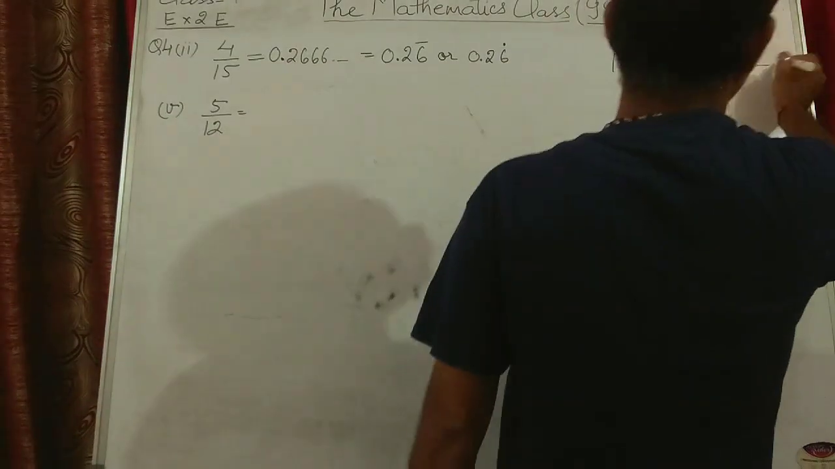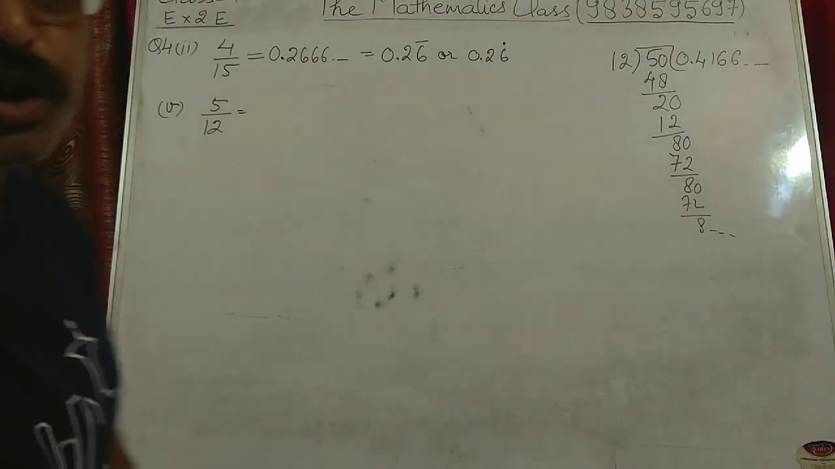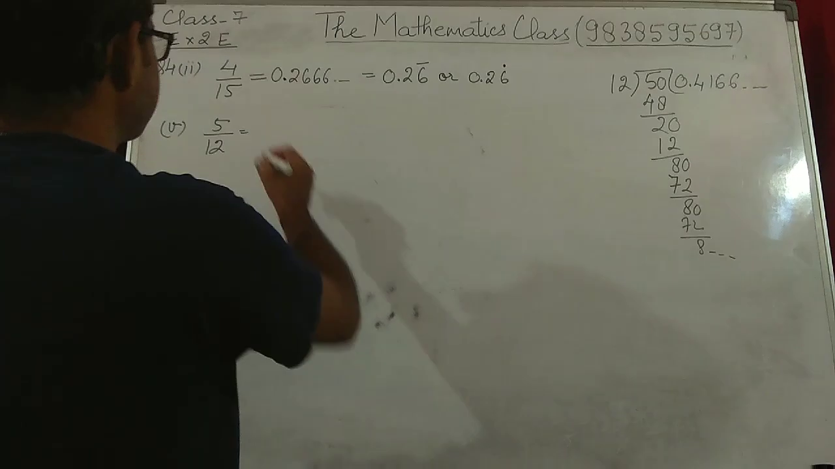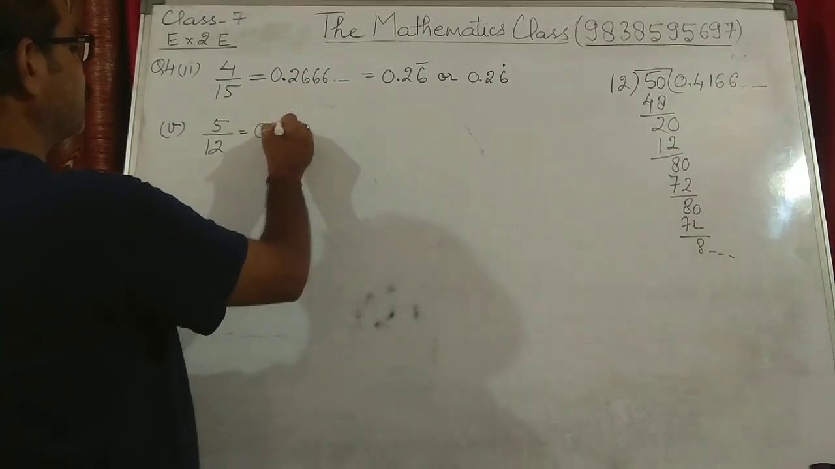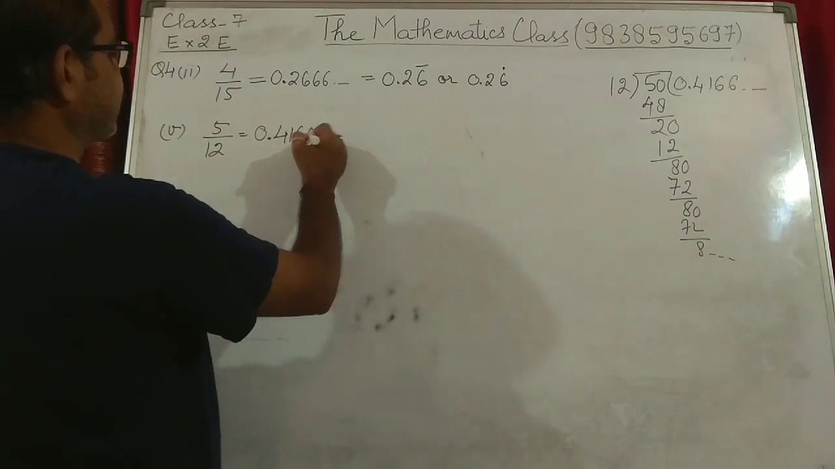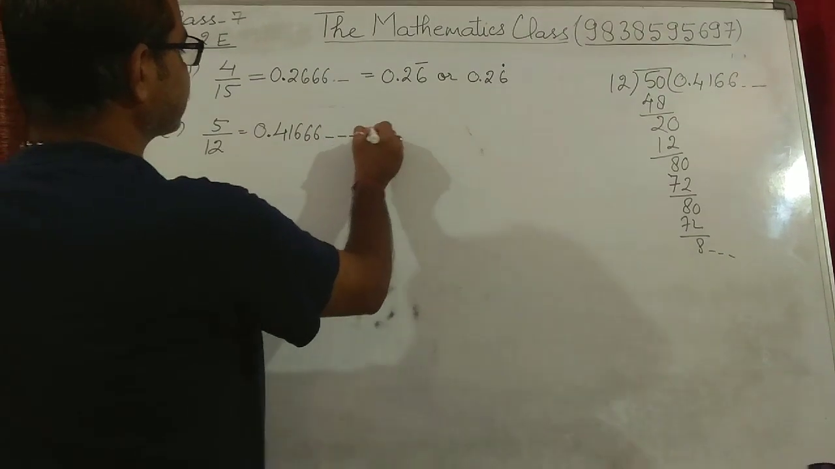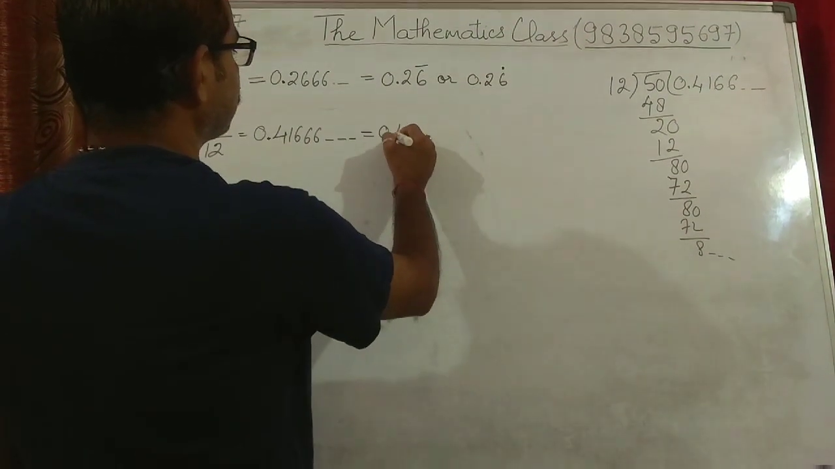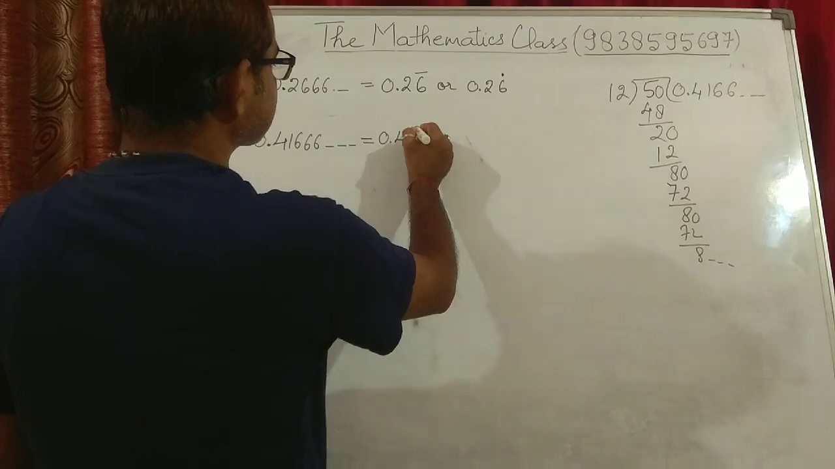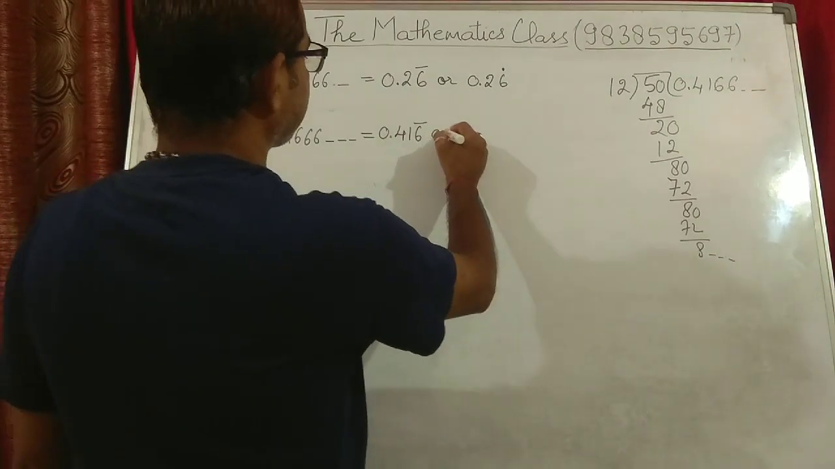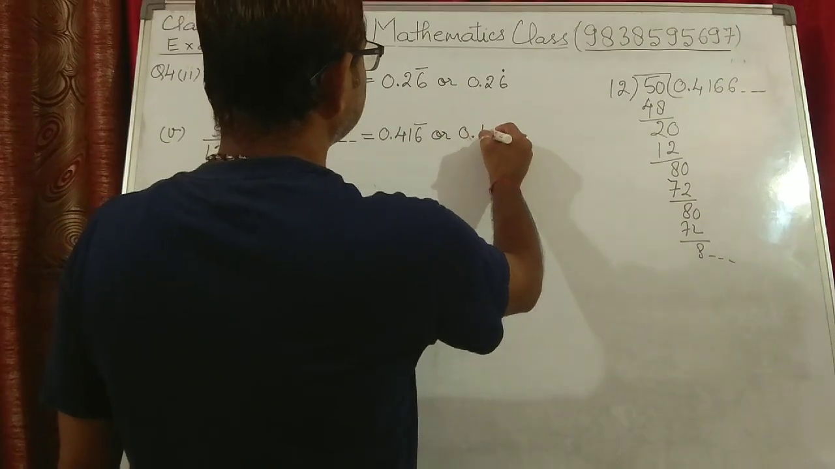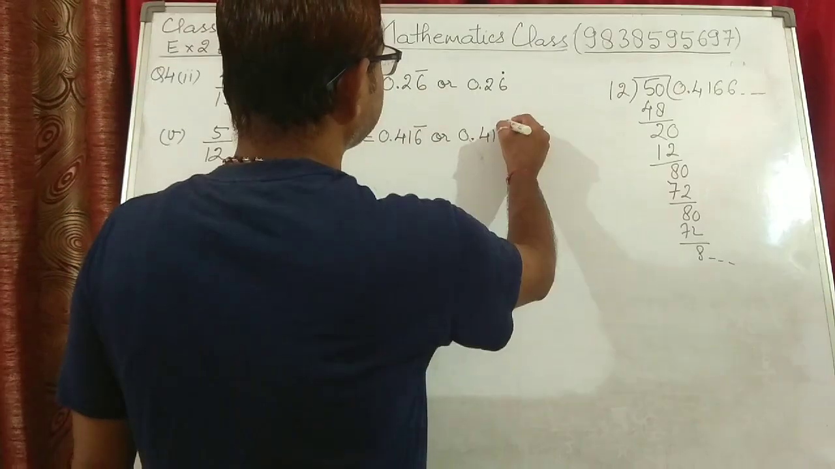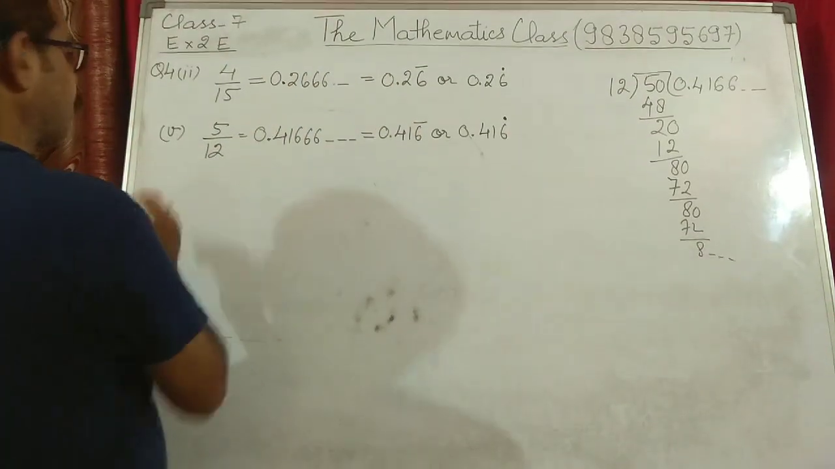It means its value is 0.416666. So this can be written as 0.41666 dash dash dash. Then you can even write 0.416 bar, or you can write 0.416 with a point on the top.